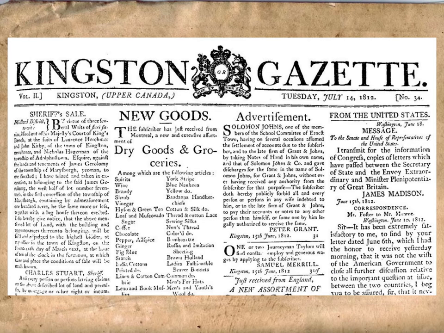And then to look at a Canadian paper, there is the Kingston Gazette, which was launched by a guy named Nahum Moore in 1810, sorry. And he was one of the more interesting newspaper figures in Canada, although he hasn't been researched as much as he probably deserves to be.